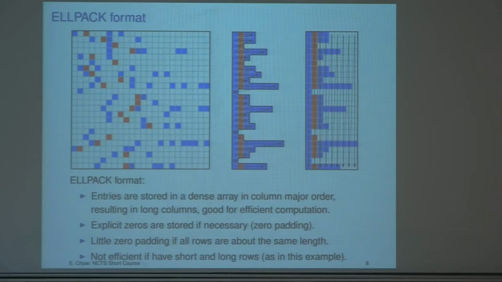So for finite difference matrices, like we have been using, almost each row in 2D has 5 non-zeros. Lpack format is very effective. But if you have other types of matrices, then the format is not as effective.